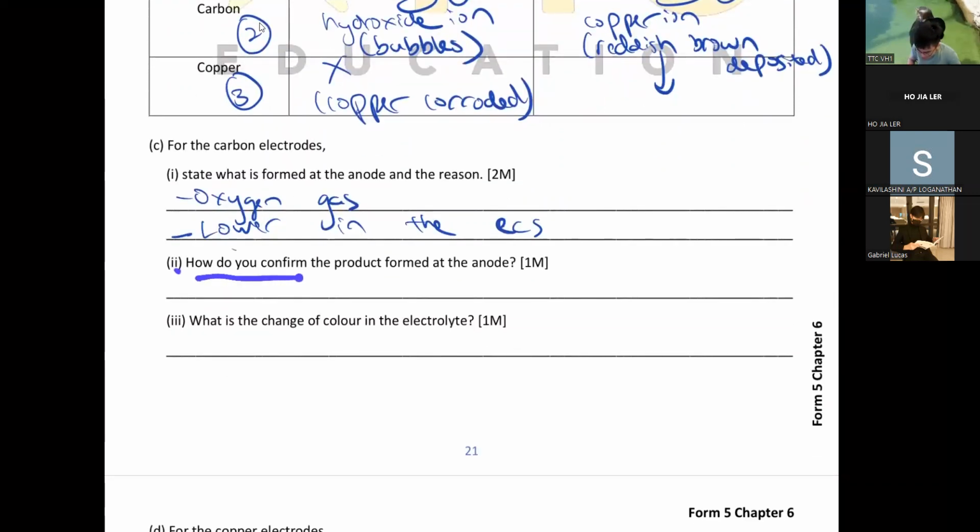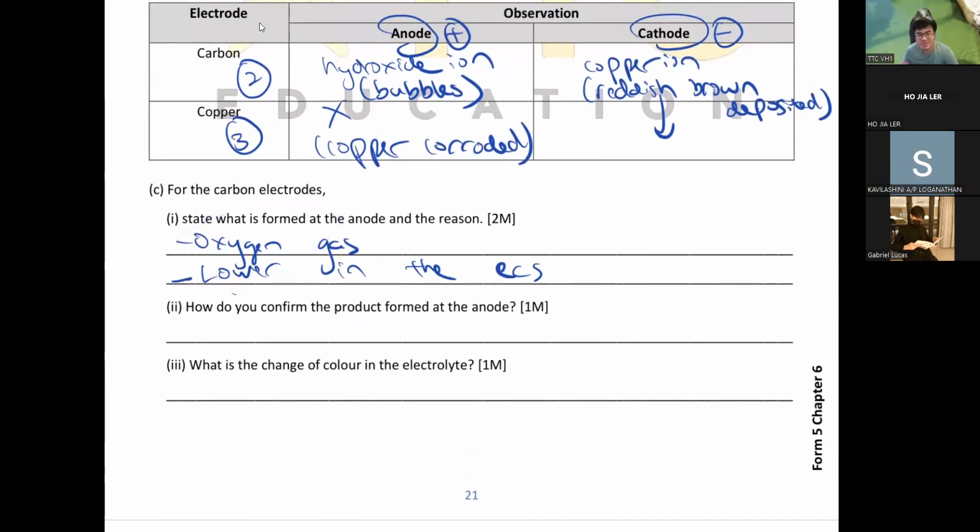So number 2, how do you confirm the product formed at the anode? How do you confirm oxygen gas? How do you know a colorless gas is oxygen gas? We have so many colorless gases around you: nitrogen, hydrogen, oxygen, carbon dioxide. Every gas is colorless. How can you convince people this is oxygen? You don't say by smelling it, guys. You don't smell a gas. Bubbles can be anything. I breathe out carbon dioxide; when you use a straw and blow into a cup of water, you still see bubbles, but that is carbon dioxide. Carbon dioxide is colorless too. So how do you confirm?